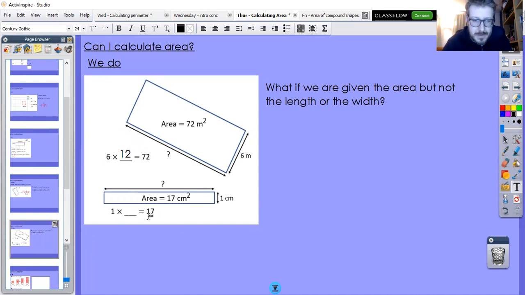And then this one, we know that the area is 17 centimeters squared. We know that one of the lengths is 1 centimeter, and we need to find this missing length here. So 1 times something equals 17. So then we can do 17 divided by 1, and 17 divided by 1 is 17. So the length of this shape is 17. 17 times 1 is 17.